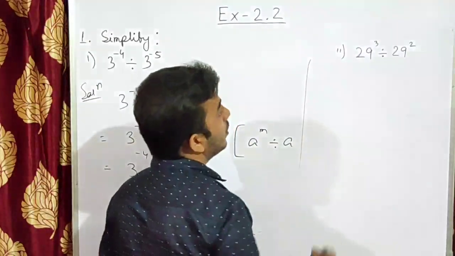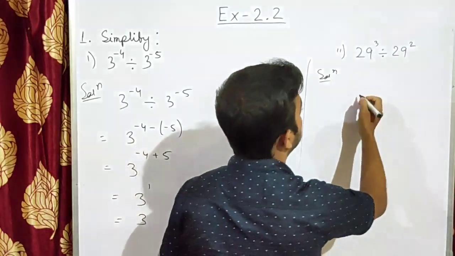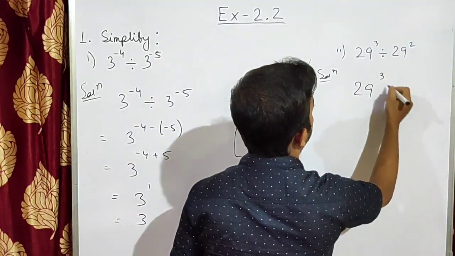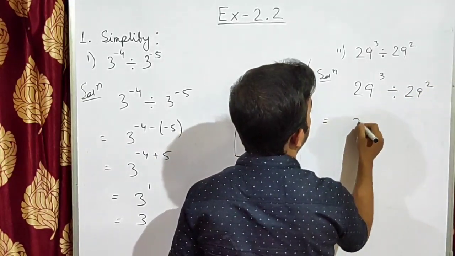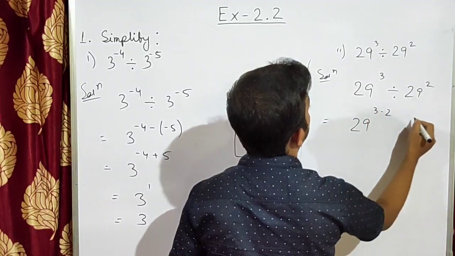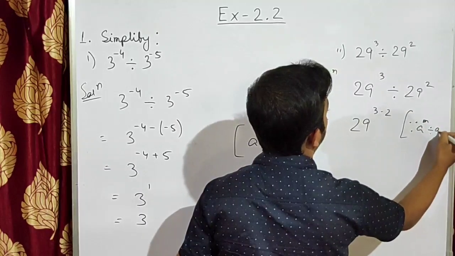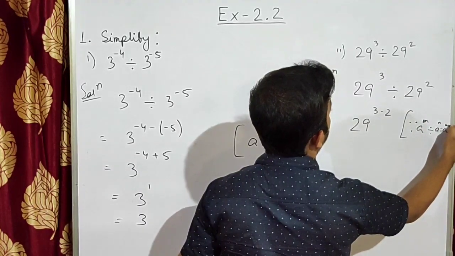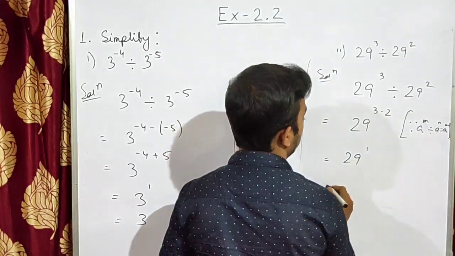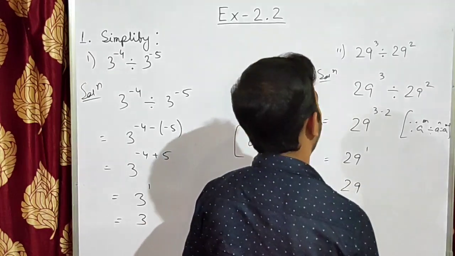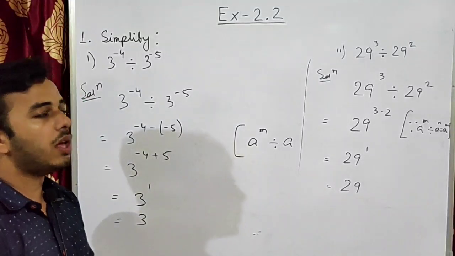Now this is also the same, 29 to the power 3 divided by 29 to the power 2, very easy. Let's write 29 to the power 3 divided by 29 to the power 2 equals 29 to the power 3 minus 2, since a to the power m divided by a to the power n equals a to the power m minus n. Clear? So 29 to the power 3 minus 2 is how much? 1. So it will be 29. I hope this is clear to you, right? We just have to use the laws of exponent and then anyone can solve.